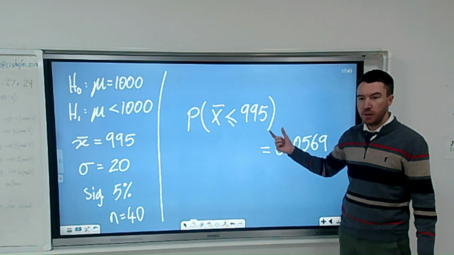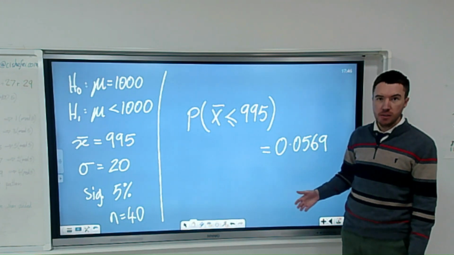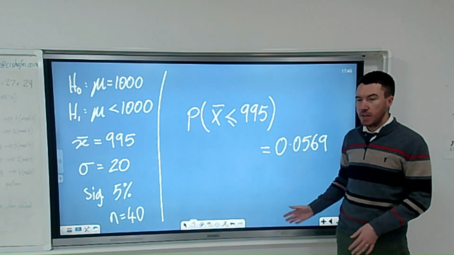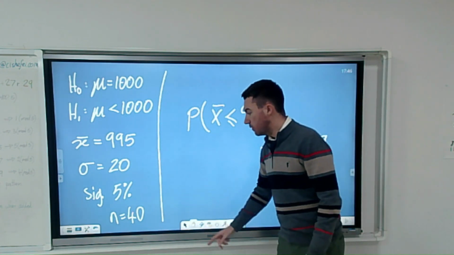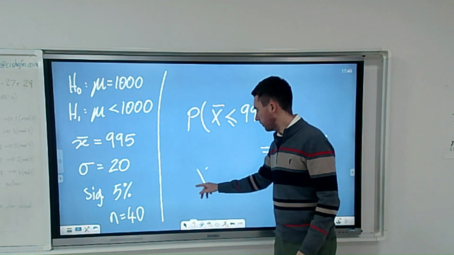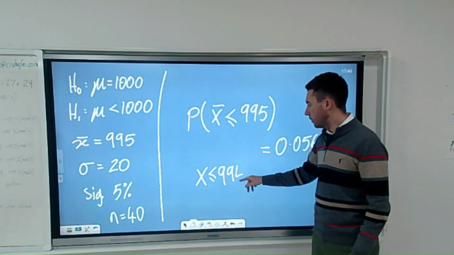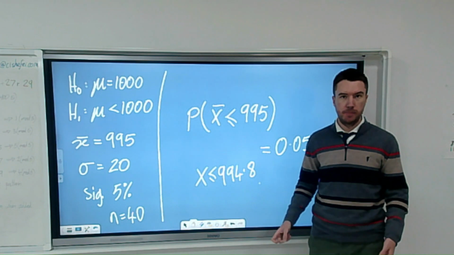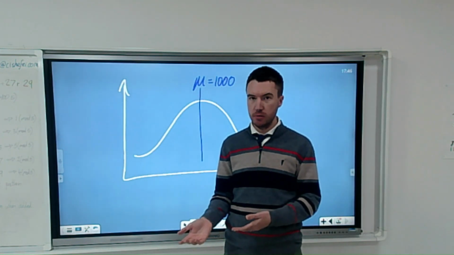Because 995 was almost in the critical region. A little bit less, and it does cross into the critical region. And it's at that point that we reject the null hypothesis. So the critical region is x less than or equal to 994.8.